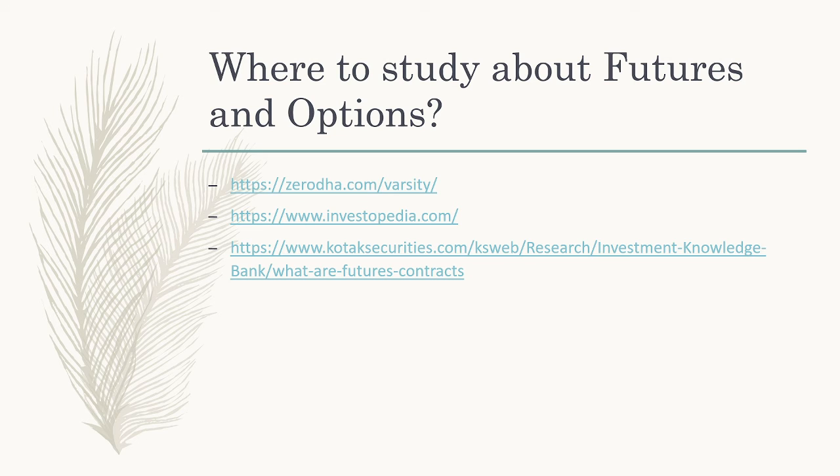Where can you study about futures and options? You can study about futures and options on Zerodha. It's a very good website. I would say Zerodha Varsity. There is lots of information available on everything about trading related to futures, options, anything that you want to trade on. Then you have another very good website, investopedia.com, and then you have Kotak Securities as well. That's also a very good website for learning about futures and options.